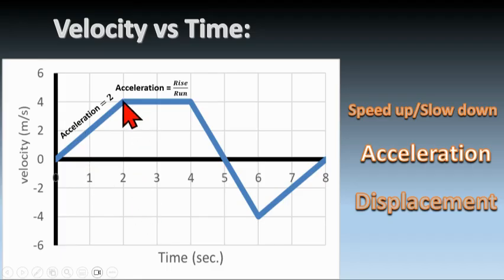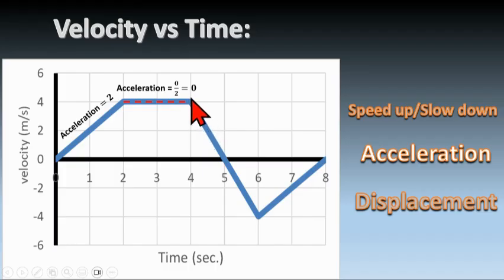All right, then we get to this flat part of the graph, and we still find the rise over run, but as you may know, the slope of a flat line is 0 because the rise is 0. It doesn't go up or down. So no matter what you divide it by, it's going to be 0. So during this time, when it's moving at its top speed of 4 meters per second, not changing its speed, the acceleration is 0.